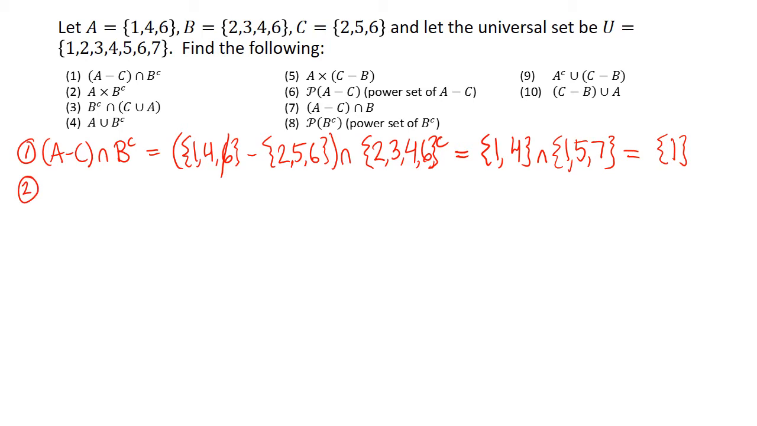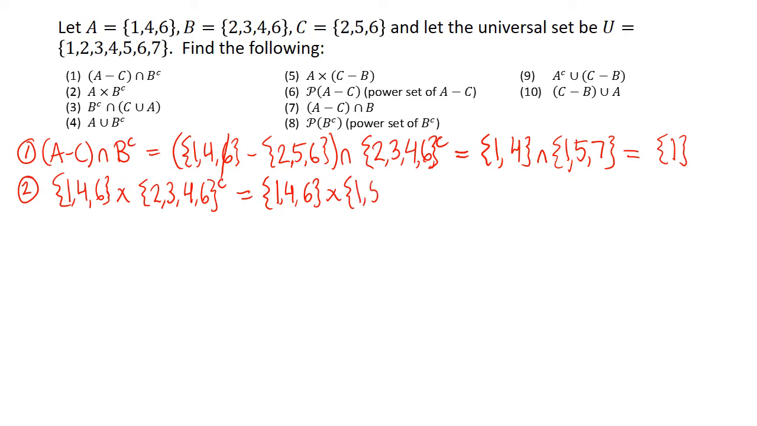Okay, number 2. So I'm doing A, which is {1, 4, 6}, crossed with, so Cartesian product with, the complement of B, which I just found, so this is not too bad. Okay, so let me go ahead and do the complement, and then I will do the Cartesian product. So the complement of B, everything that is not in B but is in the universal set. Again, that's just {1, 5, 7}.